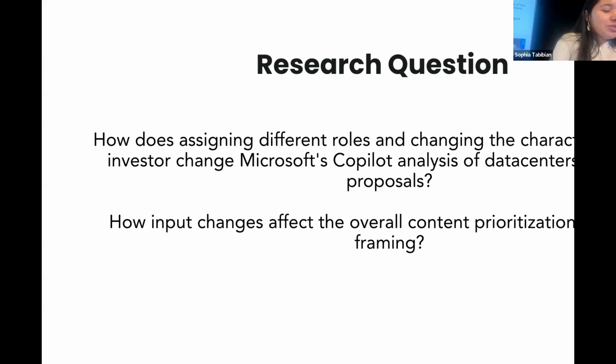So for my research question, I realized how important it is to understand how assigning different roles and changing the characteristics of the investor change the tool's analysis of data centers and investment proposals, which was basically connected to my niche industry.